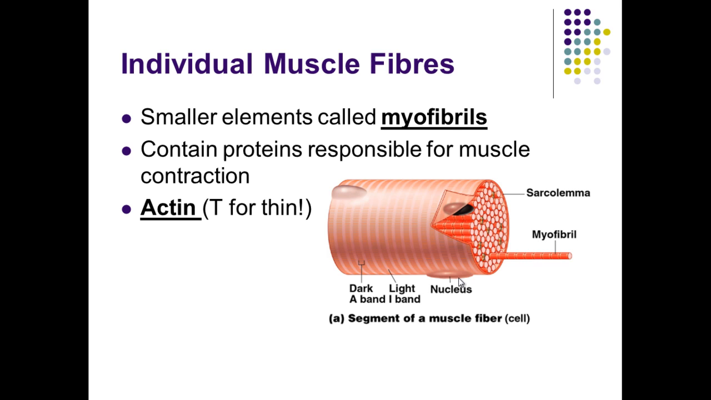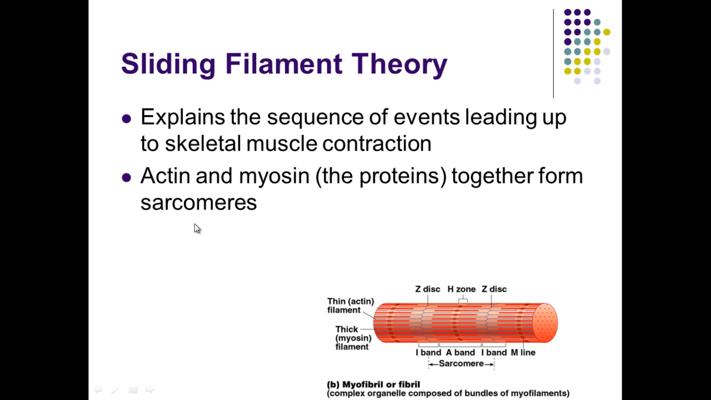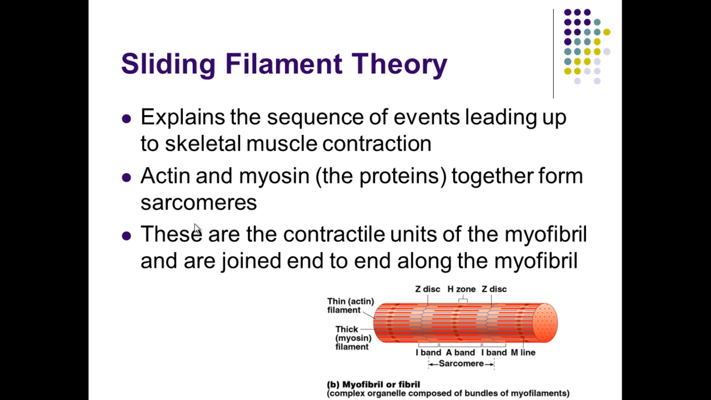These are the subunits that are actually responsible for contraction. These myofibrils break down into smaller sections, and they're made of essentially two major muscle filaments. One is called actin and the other is called myosin. These filaments can actually be seen here. You have a thin actin filament and a thick myosin filament, and they're the things that are physically responsible for the muscle contraction.